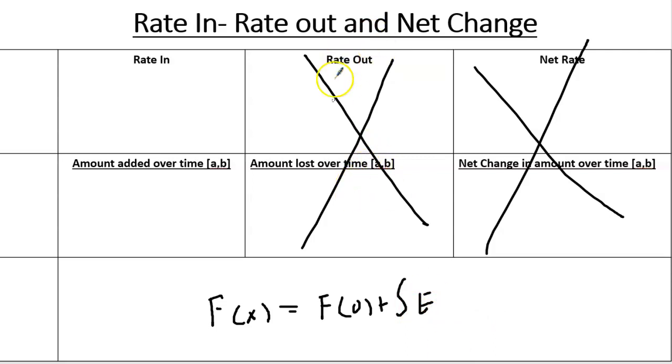Something to keep in mind, if you only have a rate out function, then what you're going to do is you are going to put a negative in here instead of a plus, because now the starting amount is losing a certain number of things. So if you had just the L in here, like if we never had fish entering the lake, but we only had fish leaving, then you would have starting amount minus the integral of L. Okay, so for rate out, you would subtract it, and for rate in, you add it.